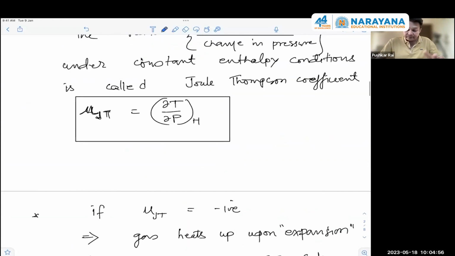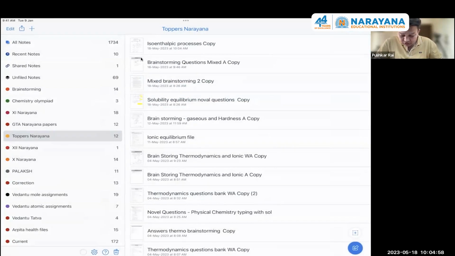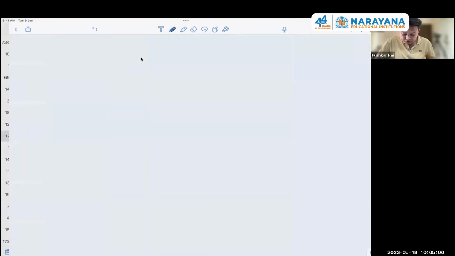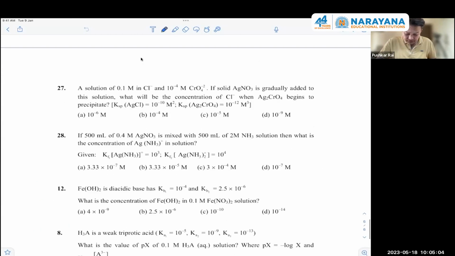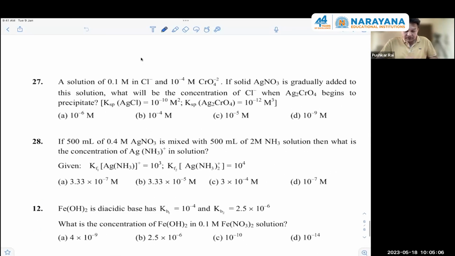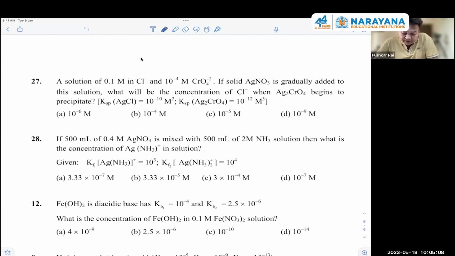Anything else? Okay. A few questions have been given to me, like this one. A solution of 0.1 M Cl negative and 10 to the power minus 4 M CrO4 2 negative. Solid AgNO3 is gradually added to the solution. What will be the concentration of Cl negative ion when Ag2CrO4 begins to precipitate? The Ksp of this is given.